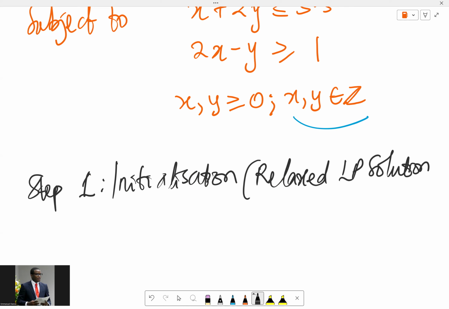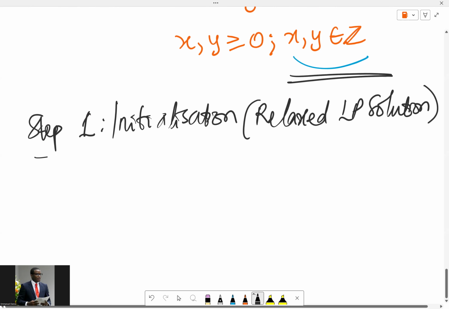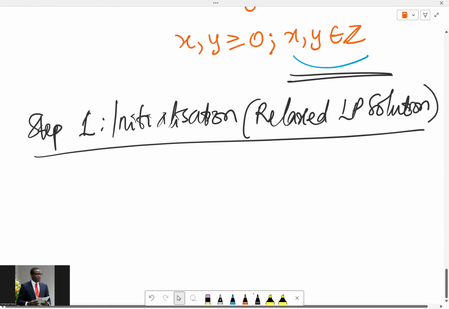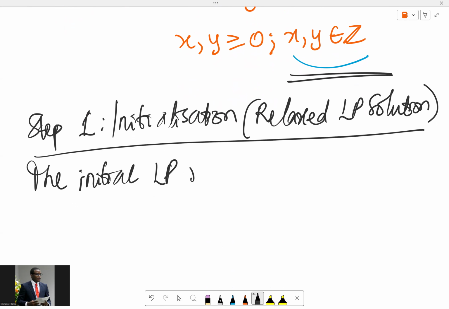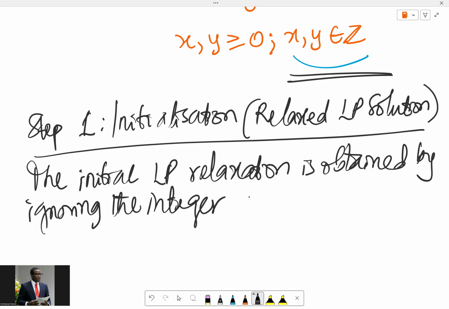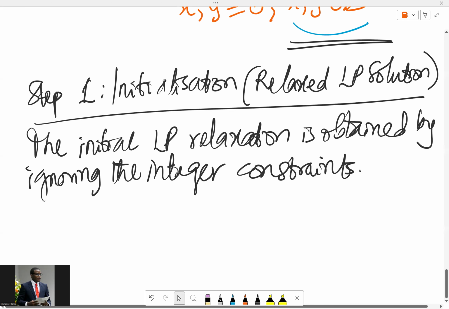Here, you ignore this part and then just solve it like a normal linear programming problem. So here we're saying that the initial linear programming relaxation is obtained by ignoring the integer constraints. Now, from that, we are going to get a solution.